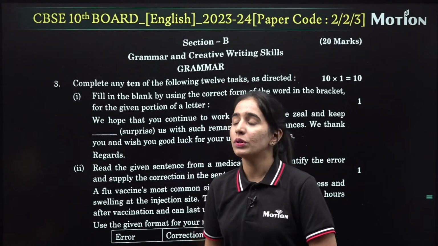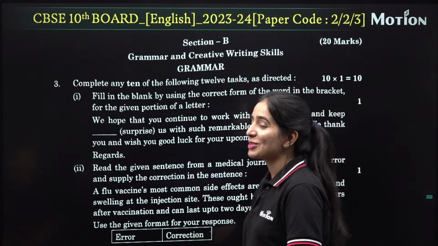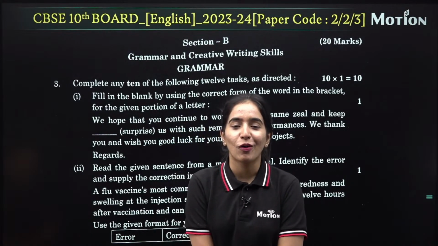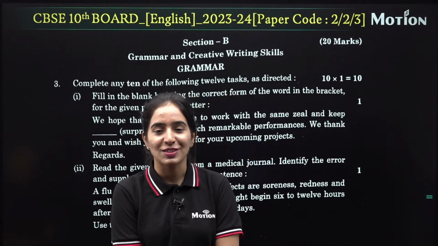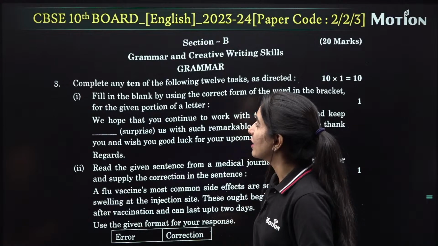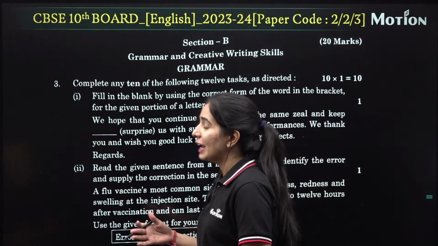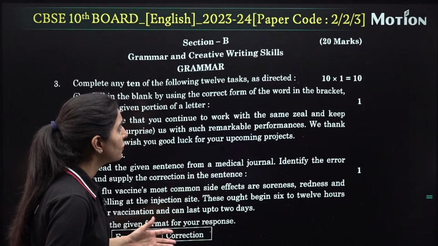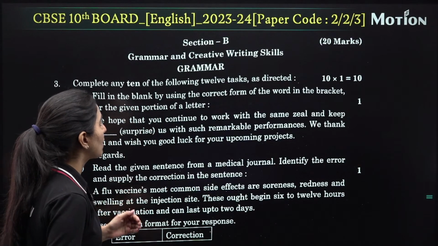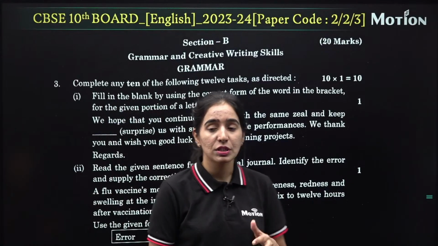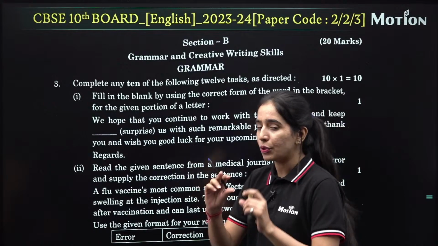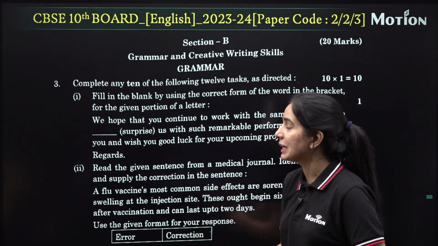Okay, now let's move towards the next section that we have, that is your grammar section, and I was continuously checking your comments. All the students are waiting for the writing section answers. So here we go. Let's get started with the first question, where you have to write down the correct form of verb. The first question says: fill in the blank by using the correct form of the word which is given in the bracket for the given portion of a letter. So we have some part of the letter and we have to write down the correct answer.